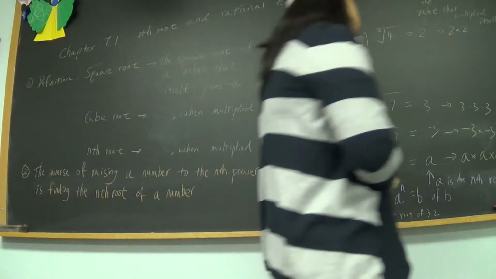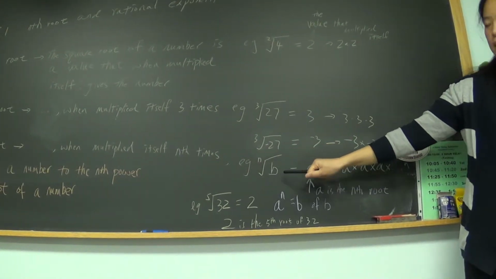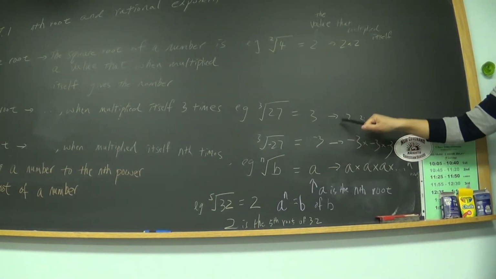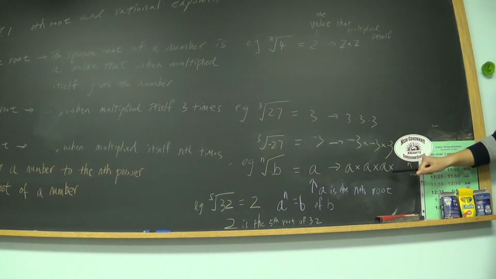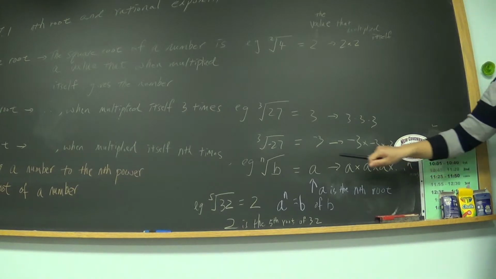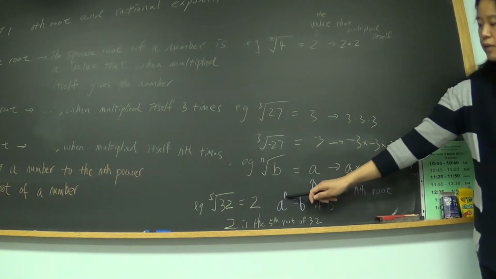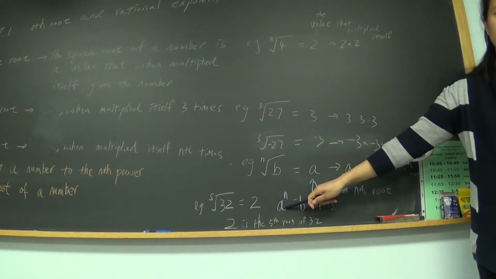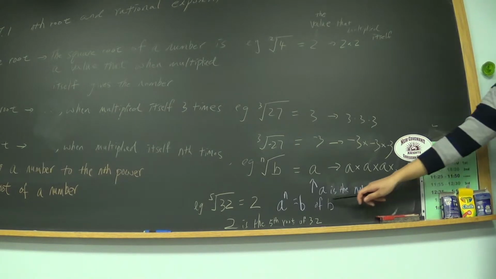Look at it this way. You want to take the nth root of b, which is equal to a, and just like what we did before with the square root and cube root, a is multiplied n times. Then what does it get? It gets b. Well, a raised to the power of n is b. So a is the nth root of b.